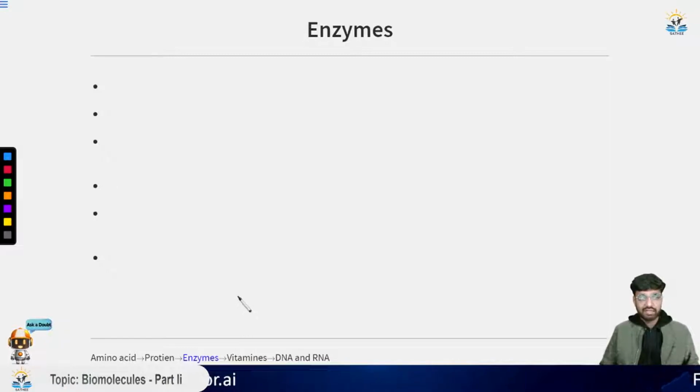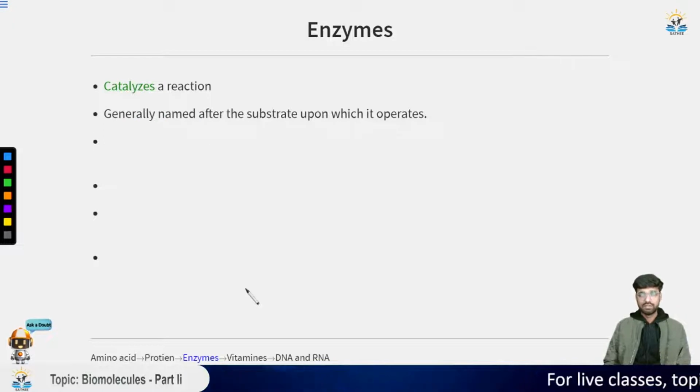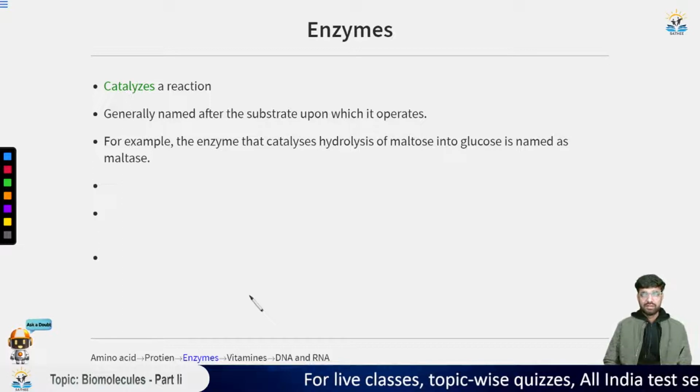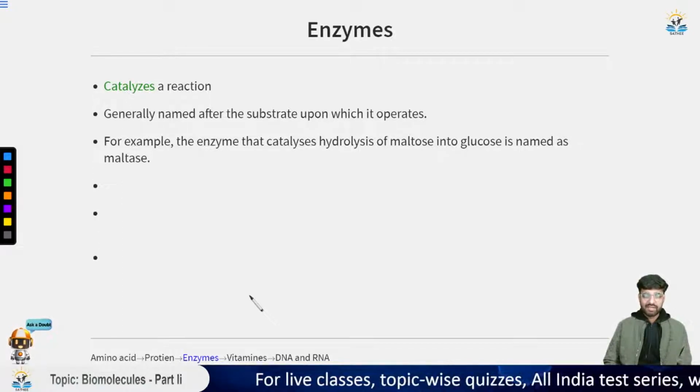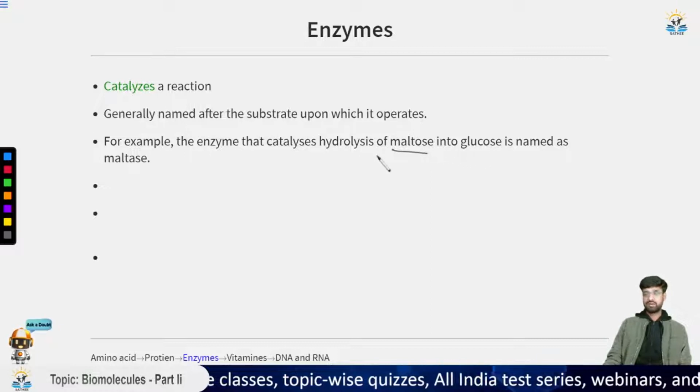Now we will see what enzymes are. Enzymes are basically compounds that catalyze a reaction, generally named after the substrate upon which they operate. So if it operates upon lactose, it will be named lactase, and like this. For example, the enzyme that catalyzes maltose hydrolysis is called maltase.